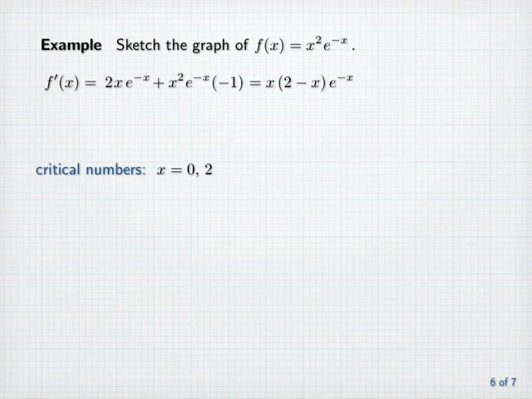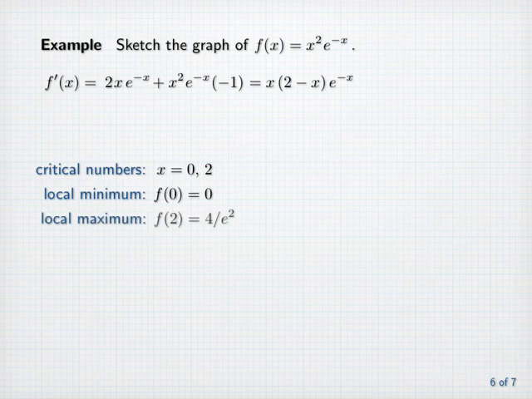When x is negative, it's easy to see that f prime of x is negative, and when x is between 0 and 2, f prime of x is positive. So we can say that the function f has a local minimum value at x equals 0, and that value is 0. At x equal to 2, the derivative changes from positive to negative, and so there's a local maximum at 2. That value is 4 divided by e squared.